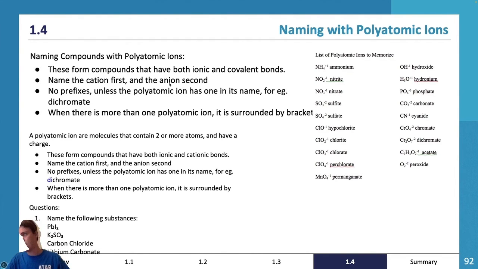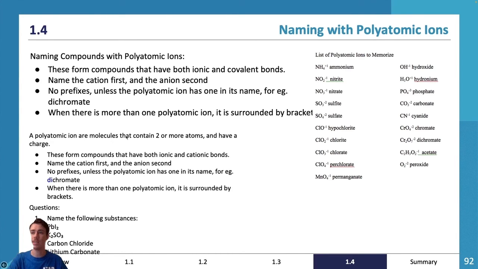So then this gets far more complicated and probably shouldn't all be on one slide, but nonetheless it is. Naming compounds with polyatomic ions. These form compounds that have both ionic and covalent bonds. So you need to name the cation first and the anion second. There are no prefixes unless the polyatomic ion has one in its name, e.g. dichromate. And when there is more than one polyatomic ion, it is surrounded by brackets.